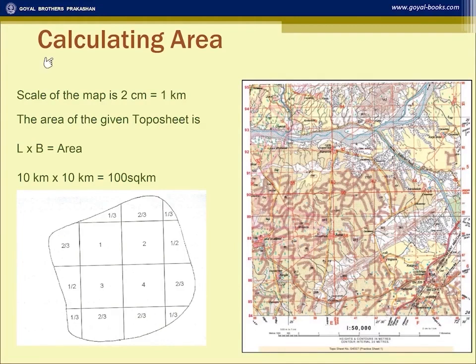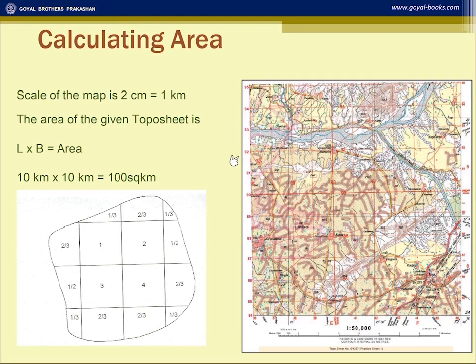When we are calculating the area, we are doing it on the basis of the scale, which is 2 centimeter equal to 1 kilometer. When we are calculating it, all of you know length into breadth is equal to area. Now, in this case, the survey sheet given has 10 squares showing 10 kilometers, because the scale of the map is 2 centimeter equal to 1 kilometer, and each square is 2 centimeter by 2 centimeter.